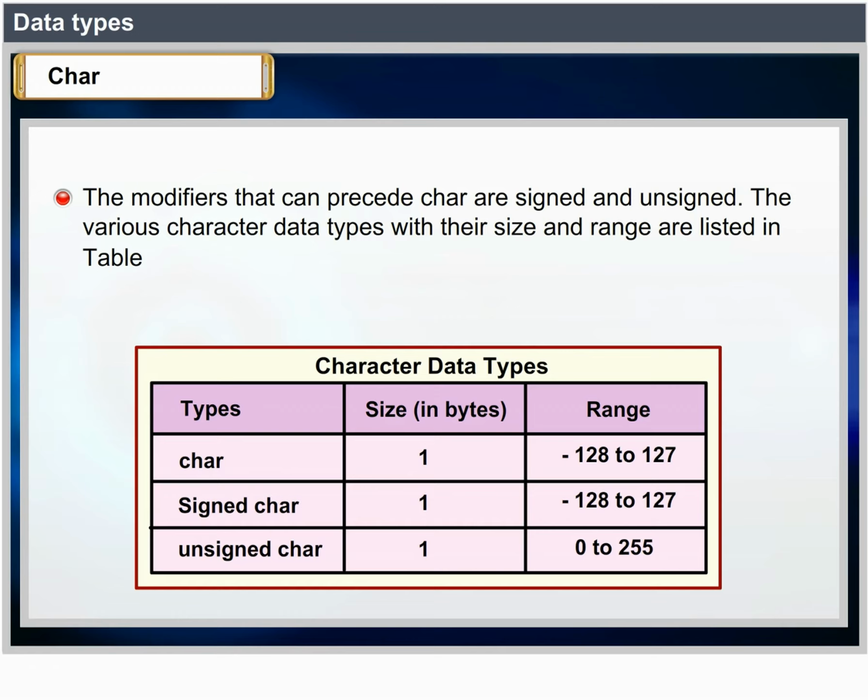The character data types table has 3 columns: type, size in bytes, and range. Types: character, signed character, unsigned character. Size in bytes: 1, 1, 1. Range: -128 to 127, -128 to 127, then 0 to 256, that means 256.